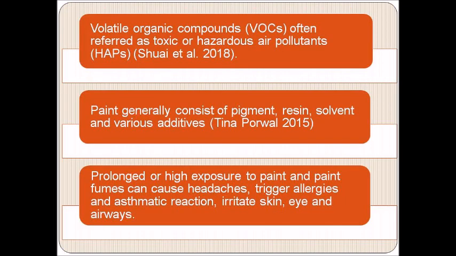Volatile organic compounds are often referred to as toxic or hazardous air pollutants. In paint manufacturing, the solvents used usually contain benzene, toluene, and or xylene. Paint generally consists of 4 components: pigment, resin, solvent, and various additives. Prolonged or high exposure to paint and paint fumes can cause headache, trigger allergies and asthmatic reactions, and also can irritate skin, eyes, and airways.